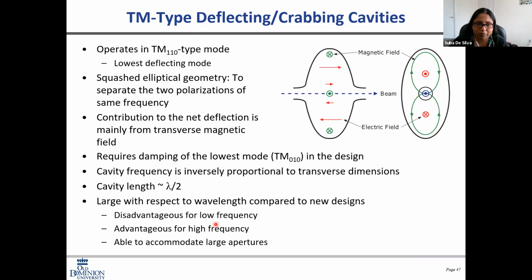These cavities are not favorable for very low frequency because of the size, because the dimensions are inversely proportional to frequency. So when you go to low frequency, these cavities are quite large, and so they are mostly preferable at high frequency. Another point, since we are using TM110, you have the TM010 mode before this mode, which is a lower order mode. So you have to damp that mode too, and you need a notch filter to damp the lower order mode.